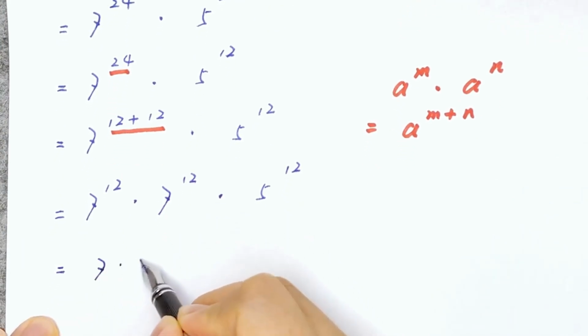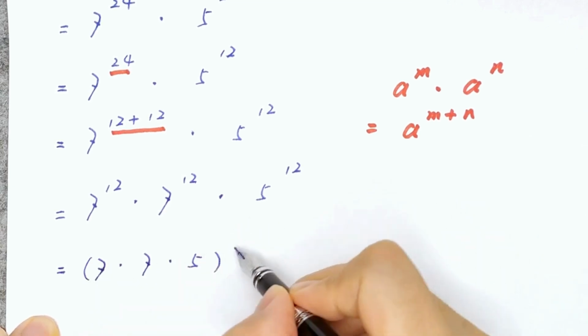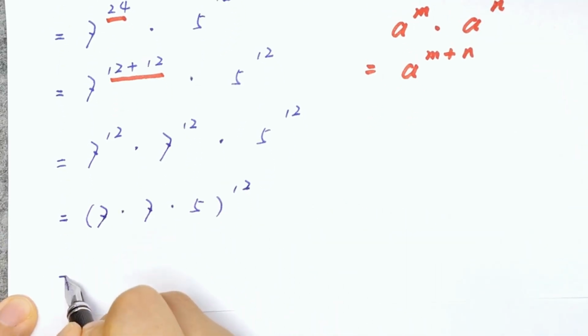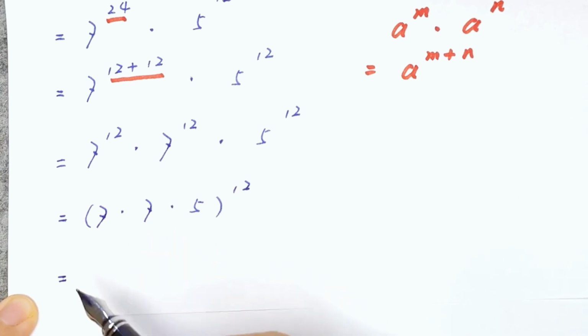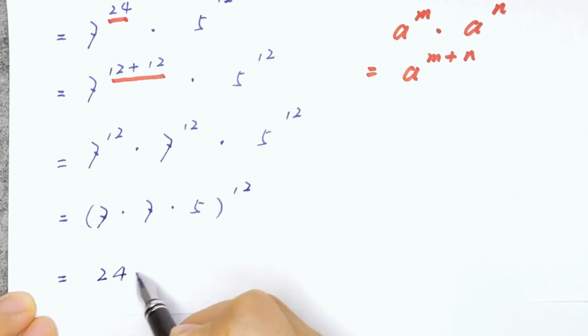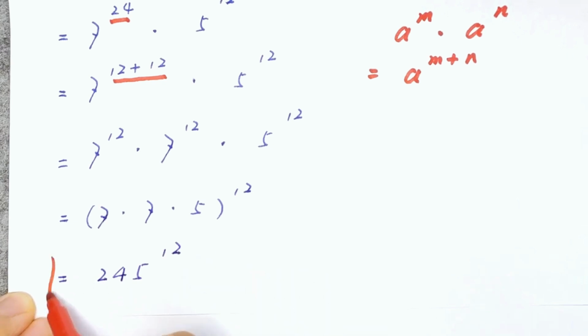It will be equal to 7 times 7 times 5 bracket to the power of 12, equals 7 times 7 times 5 is equal to 245 to the power of 12. So this is the final answer.